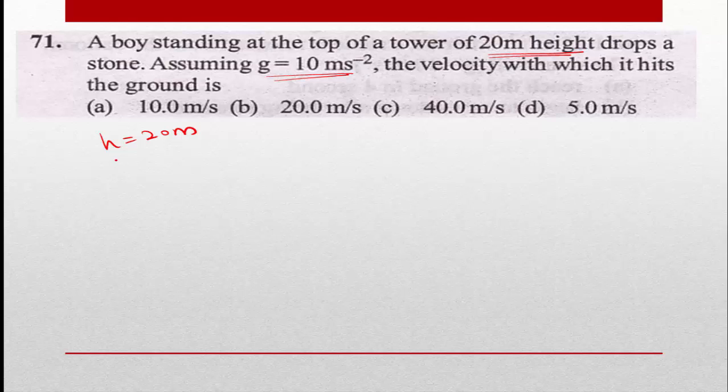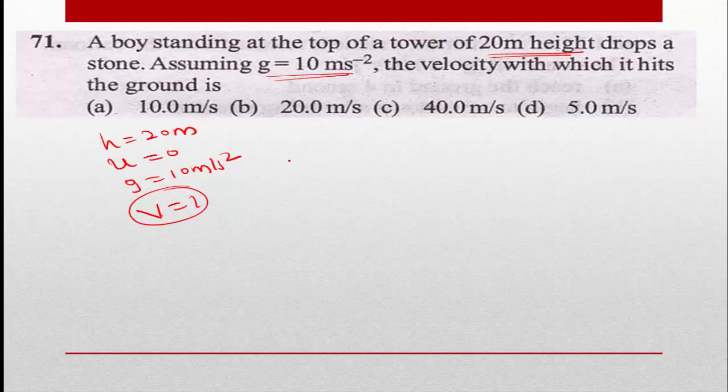He drops the stone from there. Initial velocity u is equal to 0. Assuming g equal to 10 meter per second square. The velocity with which it hits the ground, that is, they are asking for the final velocity.